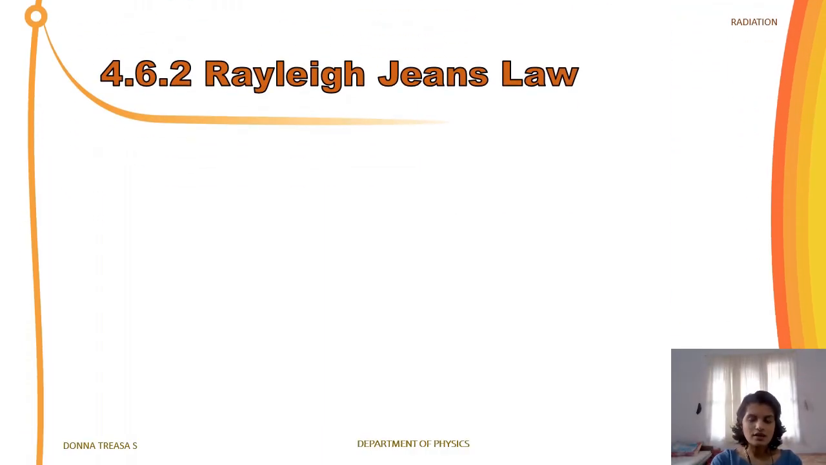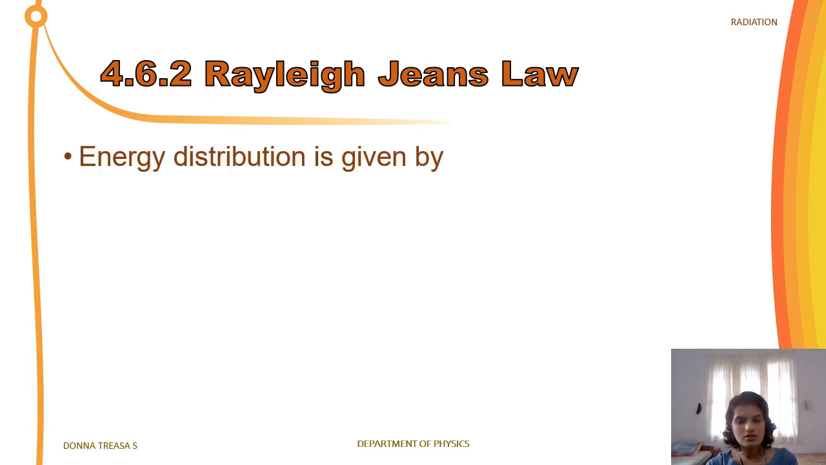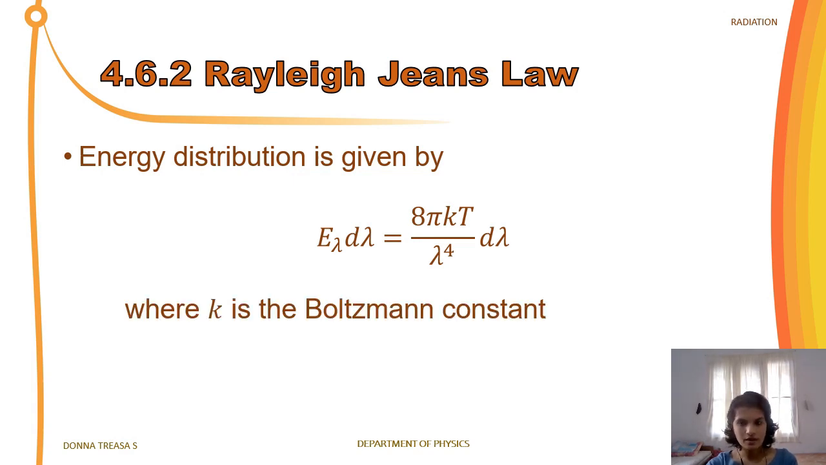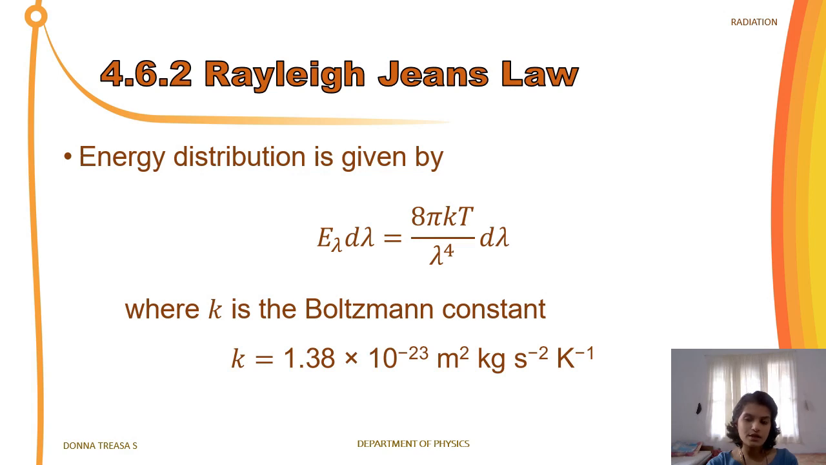The second one is Rayleigh-Jeans law. According to this law, the energy distribution is given by E lambda d lambda equal to 8 pi kT by lambda raised to 4 d lambda, where k is the Boltzmann constant whose value is 1.38 into 10 raised to minus 23 meter square kilogram second raised to minus 2 Kelvin raised to minus 1.